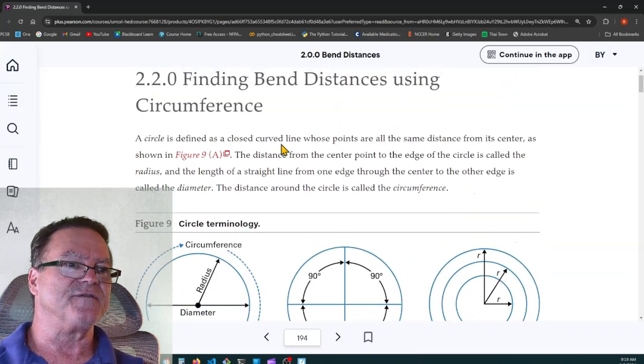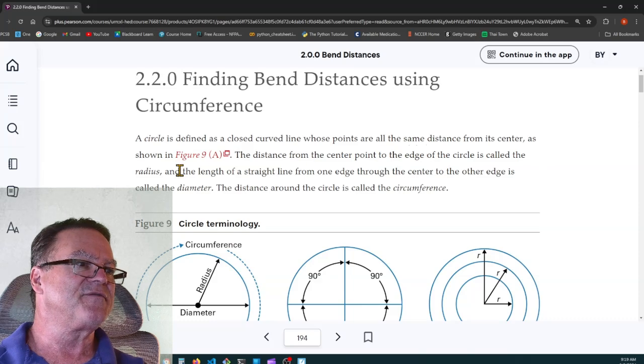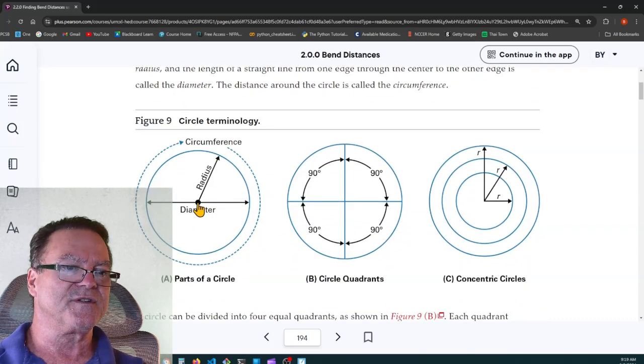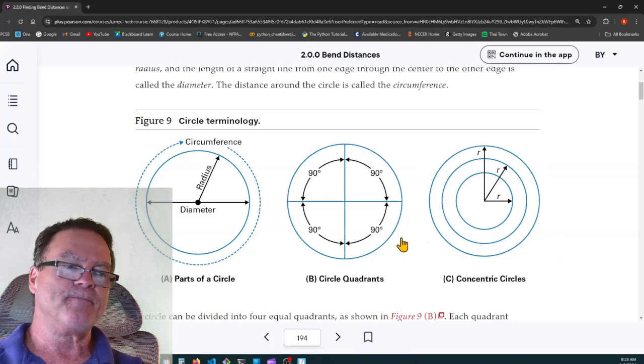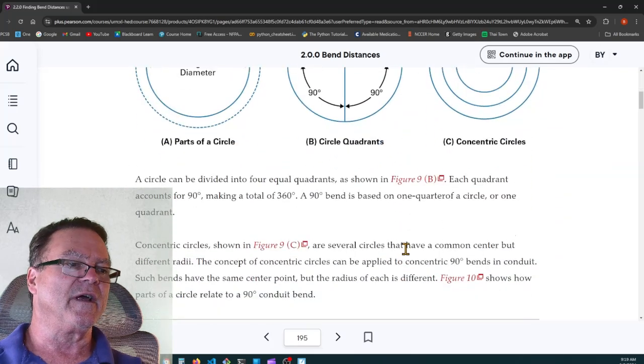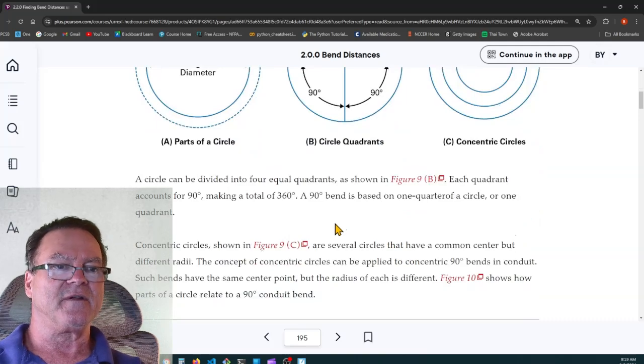A circle is defined as a closed curve whose points are all the same distance from the center, what they call the focus. And when we can bend different conduits and have all of their foci, their focuses, the same point, they're called concentric. And that is very pleasing to the eye. It takes a little bit of practice. Once you learn how to make concentric bends, you look like a master craftsman.